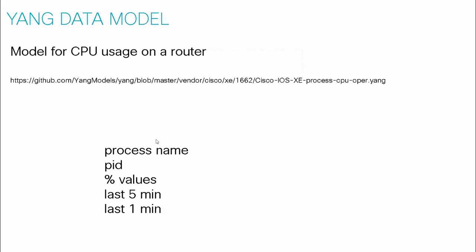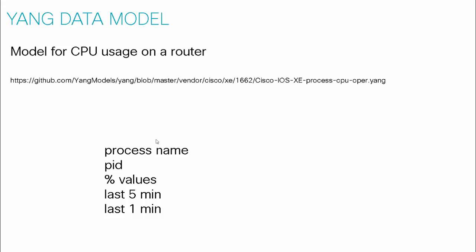So similarly, on the router, we also have various models to describe various components. Okay, so to help you understand that, I'll ask you a question. Let's say you're a router and I'm a client. As a client, I ask you, the router, give me information about CPU usage.